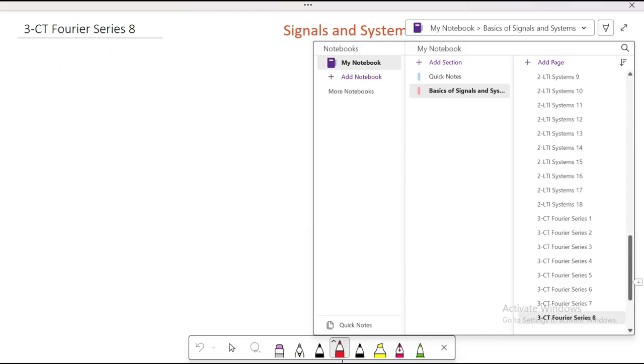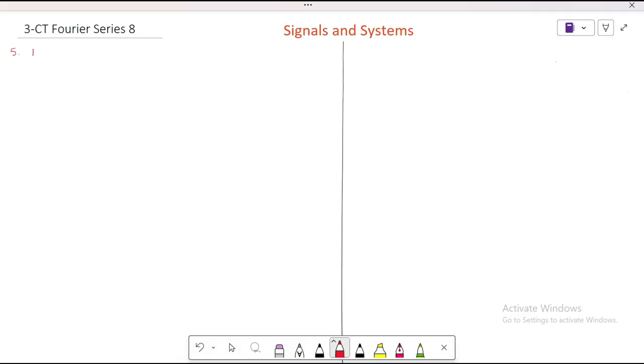Now the fifth one: time scaling. So, the time scaling property. Take any basic signal, that is any continuous-time periodic signal x of t, whose Fourier series coefficient is ak.